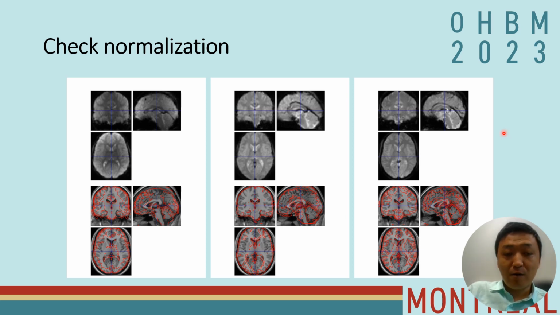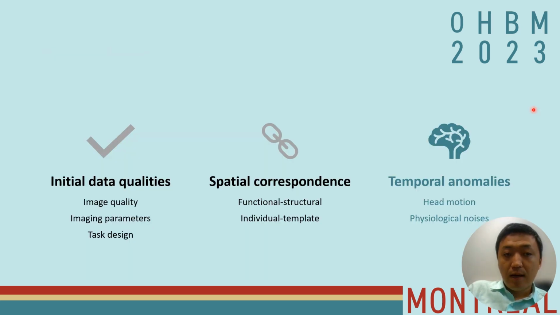It will be also helpful if we can make movies across different subjects to show those differences. And the last part of the quality control is about the temporal anomalies in the fMRI data, which is usually due to hand motion or other physiological noises.